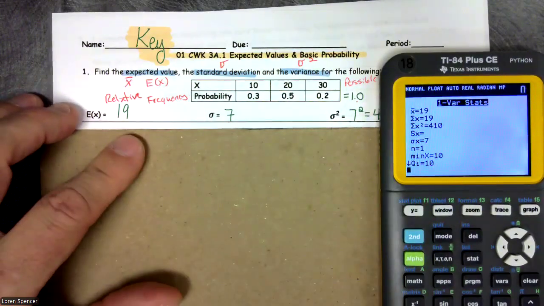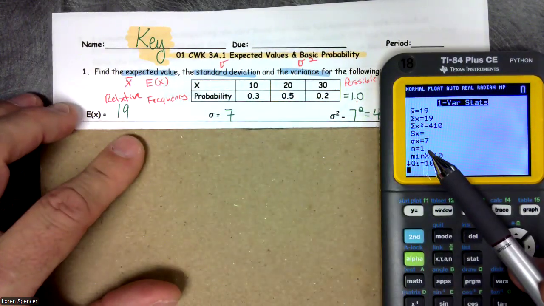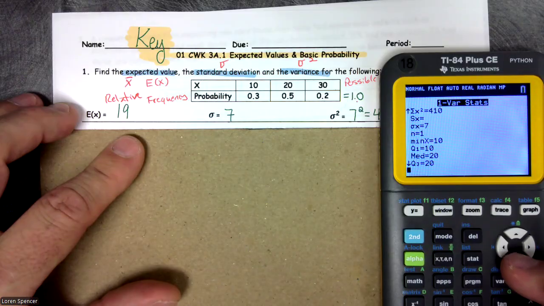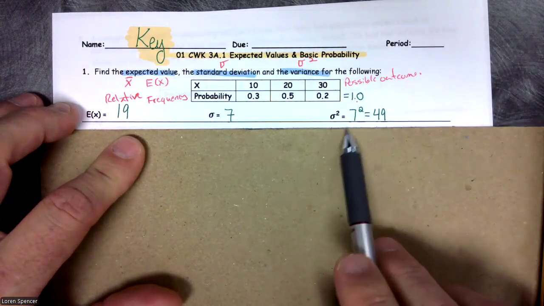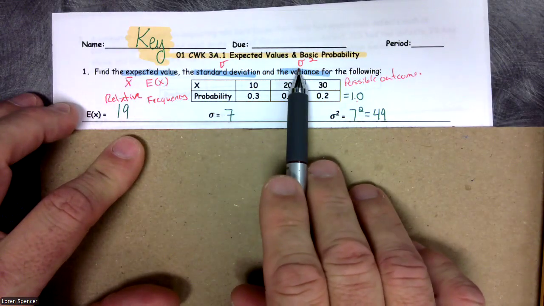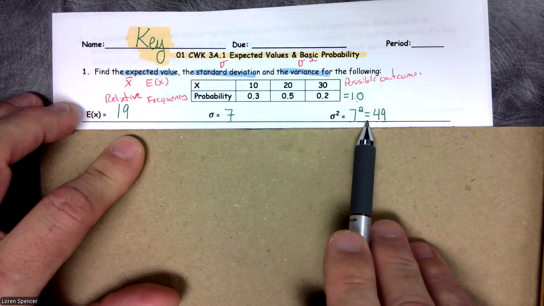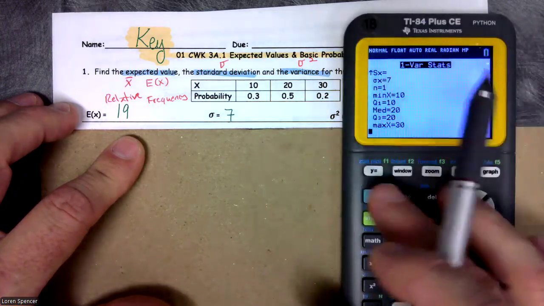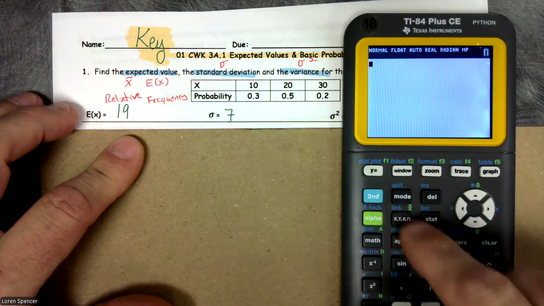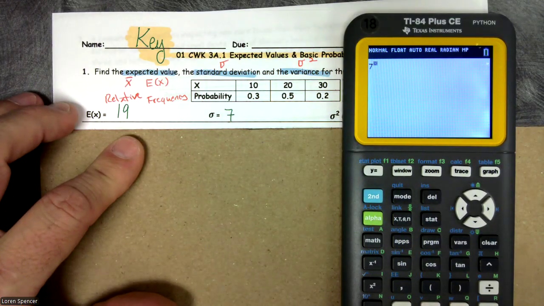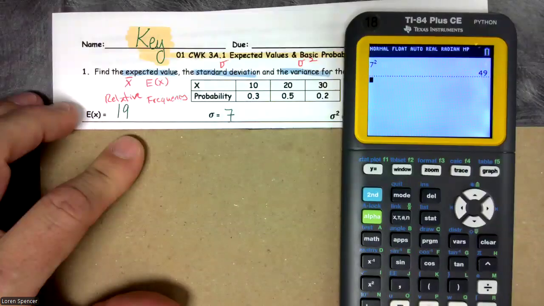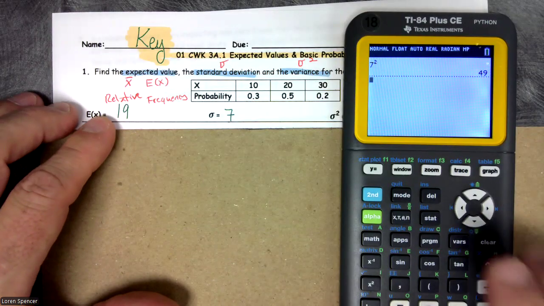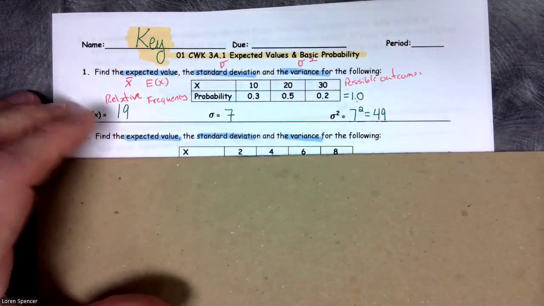Our standard deviation is 7. Now I can keep scrolling, and the variance will never show up. But remember, variance is just the standard deviation squared. So 7 squared is 49. If you're not sure, here's how you do it. Press 7. I like to use the caret button and the 2. 7 squared, 49. All right. Moving on to the next one.